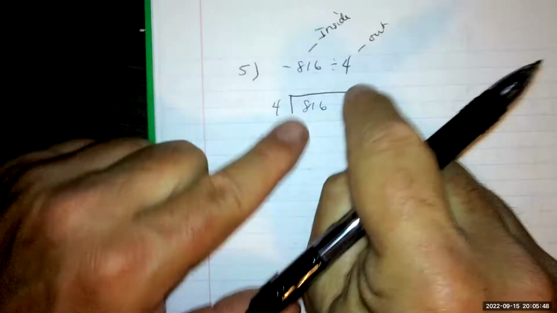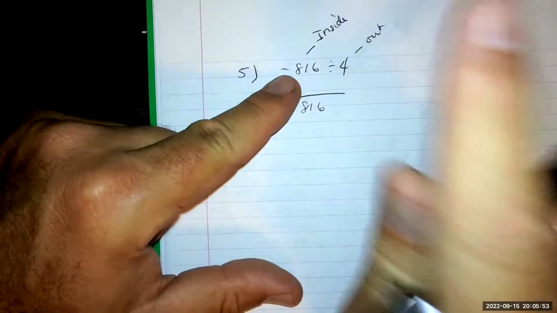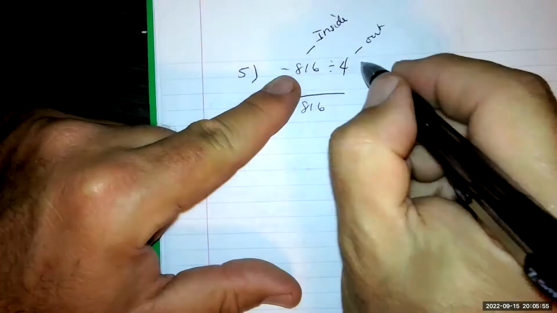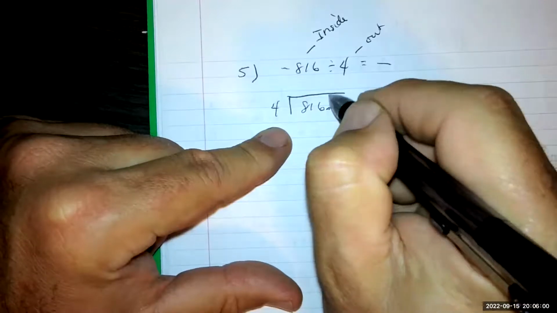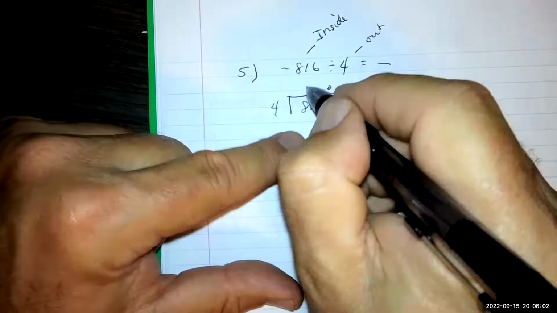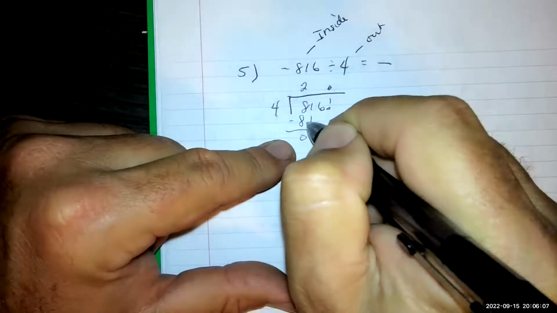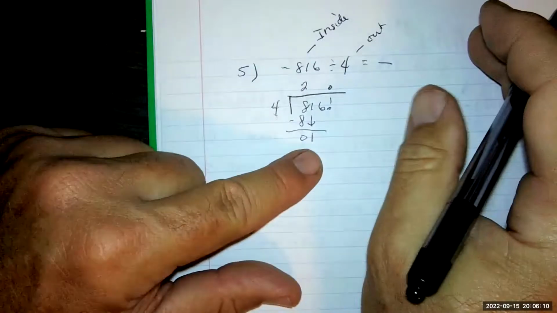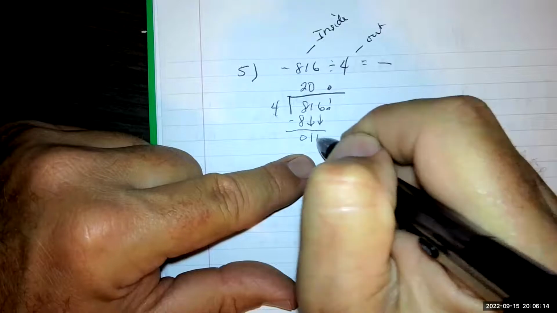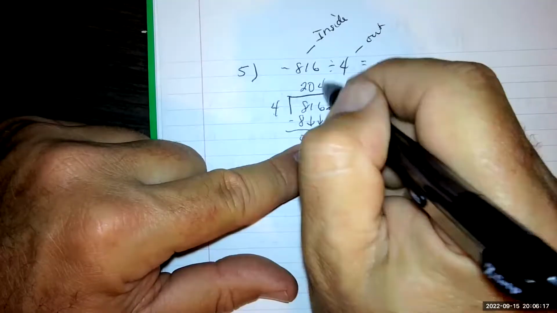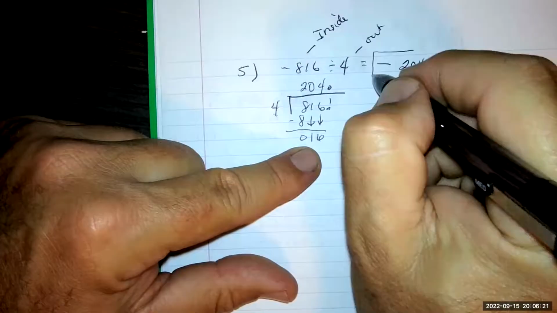Now look, I'm dividing. So you remember, if I'm dividing, there's 1 negative. So my answer is automatically going to be a negative. So we're just going to divide. My decimal is right here, so I'm going to bring it up. 4 goes into 8 2 times. Bring down my 1. Does 4 go into 1? No, it's too small, so we can't. Bring down the 6. Can 4 go into 16? Yes, 4 times. And that's it. So my answer is going to be negative 204.